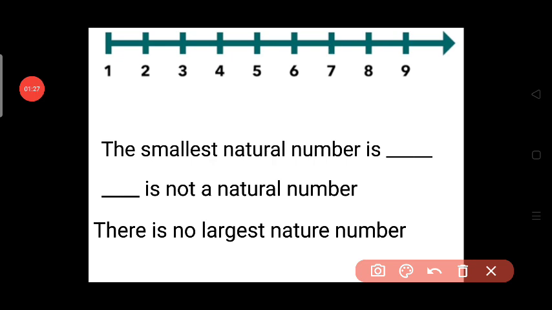From the above, the smallest natural number is what? 1. Next question: what is not a natural number? 0. 0 is not a natural number. There is no largest natural number.